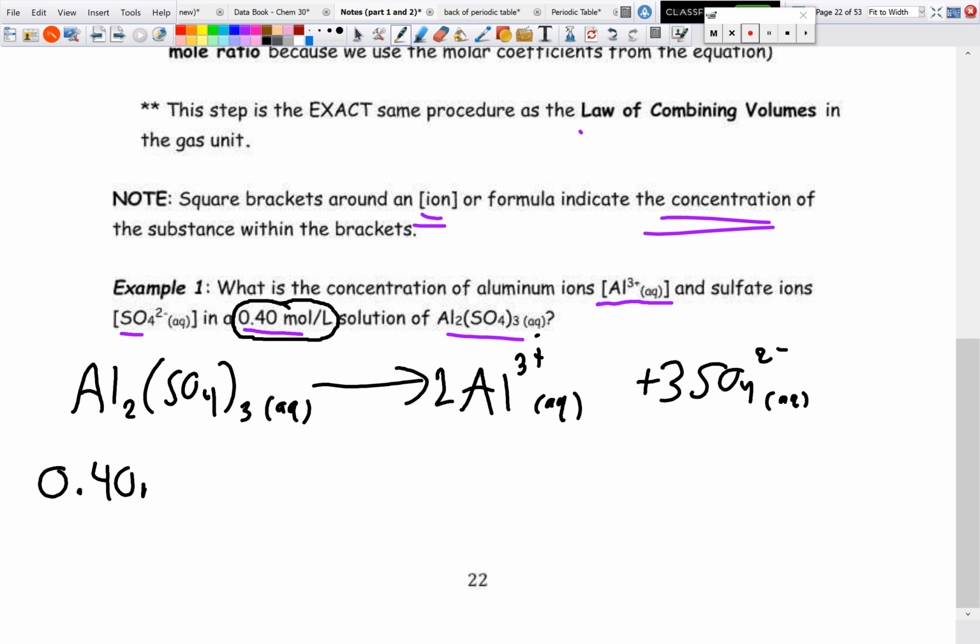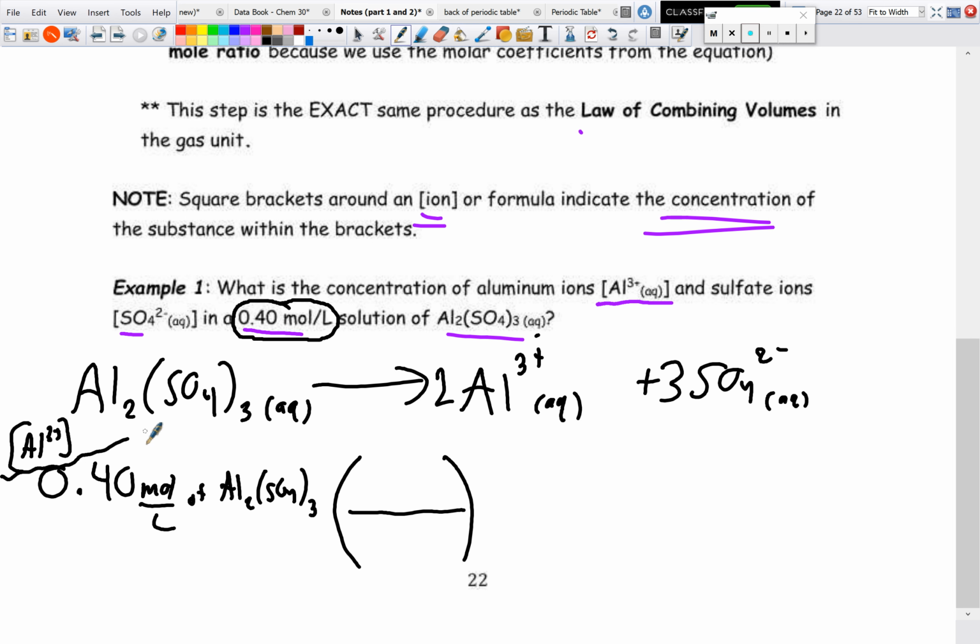0.40 moles per liter. Sorry, I'm just going to write this a little differently just so that liter is really noticeably in the denominator. Moles per liter of Al2(SO4)3. Now we're going to multiply this by a conversion factor, depending on what we're trying to solve. In this case, let's solve for aluminum first.